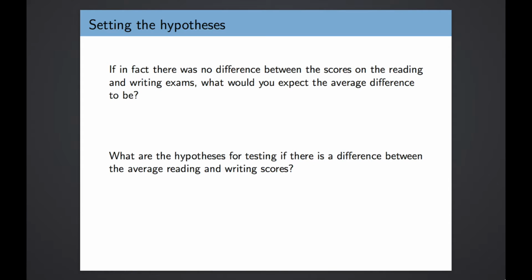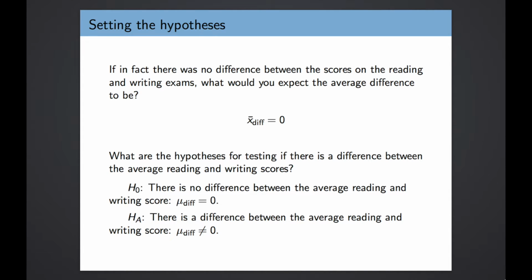So we want to know whether there's a meaningful difference between the reading and writing scores. If there is no difference between the scores, what would you expect the average difference to be in this difference variable that we're looking at? And then given that information, what are the hypotheses that we would use to test whether there actually is a difference between the average reading and writing scores? Take a minute and pause the video and think about that.